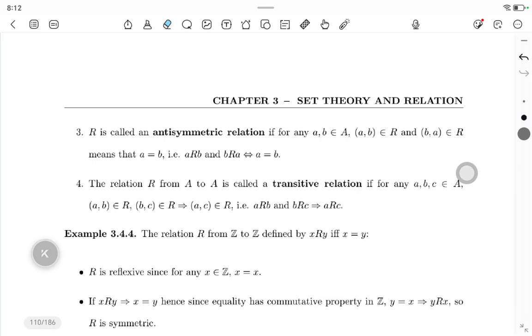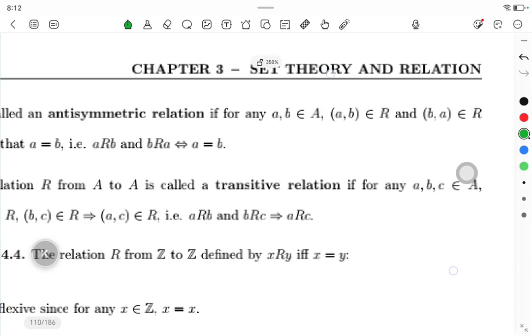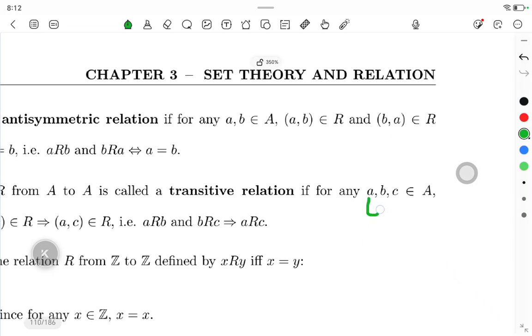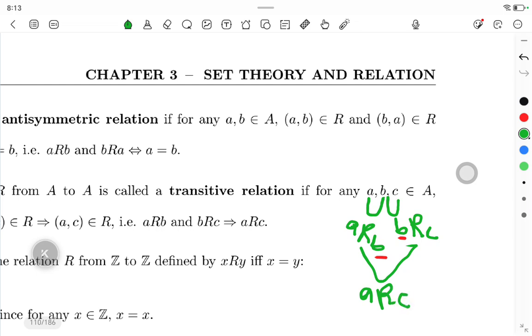Right. Then when we check the last definition, it says that the relation R from A to A is called a transitive relation if for any A, B, C. For this one, this is the only one where we need three elements. If we take three elements from a certain set and we see that A is related to B, and again B is related to C, this simply means that since they share a common element B, this will simply mean that A must be related to C. So that is what we're going to be proving.